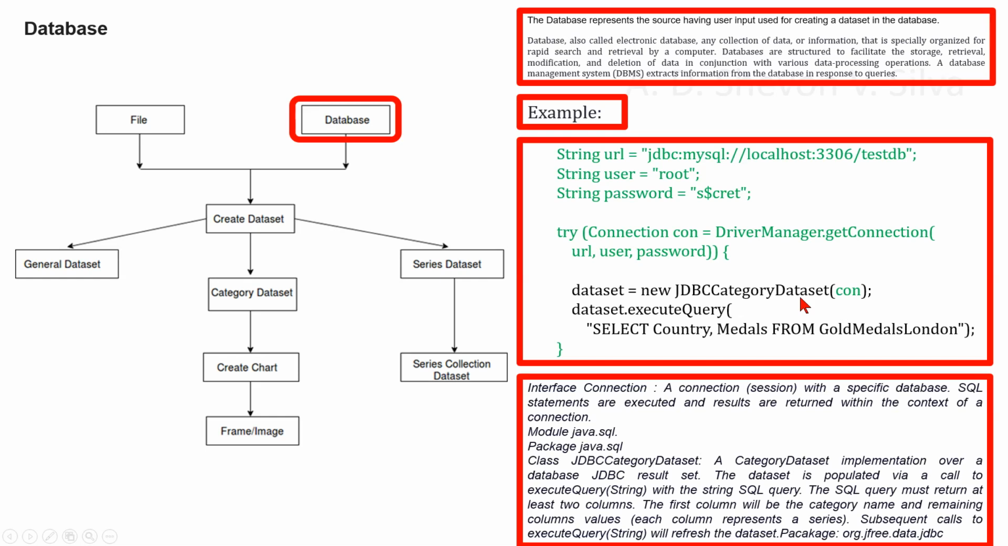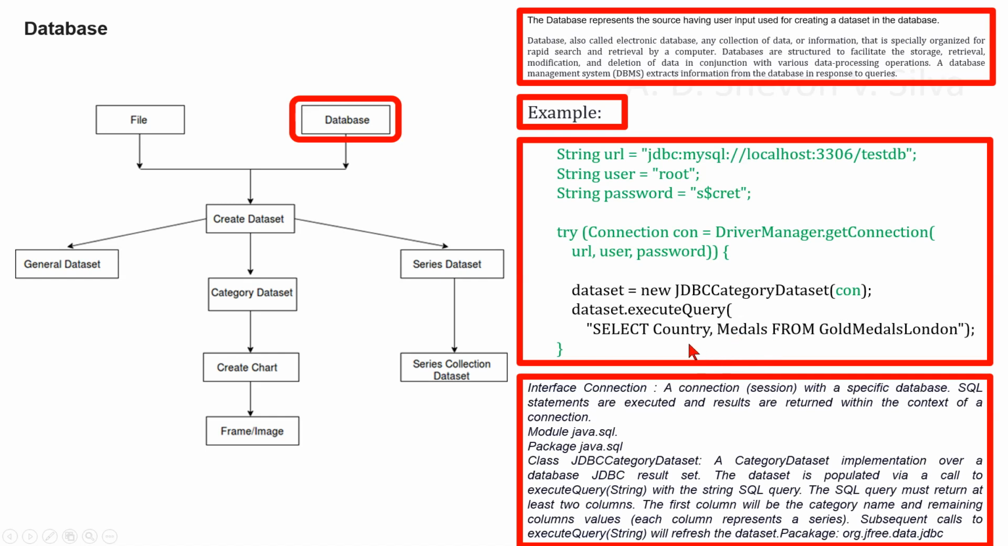The dataset is populated via a call to executeQuery(String) here with the string SQL query. The SQL query must return at least 2 columns here. The first column will be the category name, and the remaining columns are values for the chart.